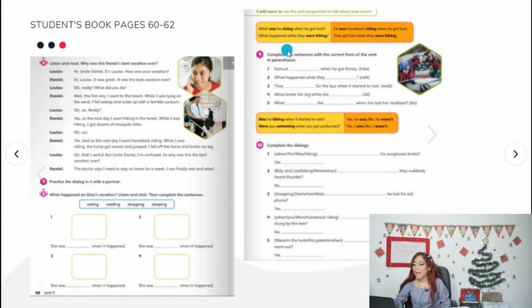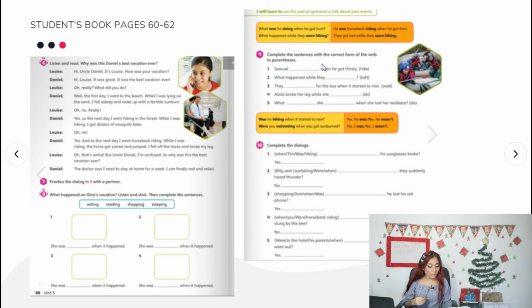What happened while they were hiking? They got lost while they were hiking. Activity 9 says, complete the sentences with the correct form of the verb in parentheses. Okay, so number 1 says, Samuel, or Samuel in Spanish, blank when he got thirsty. And the verb is hike. You know that we are using past progressive. So it means that you need to write the verb to be in past, was or were, and next, hike. For example, in this case, the correct answer will be Samuel was hiking when he got thirsty.